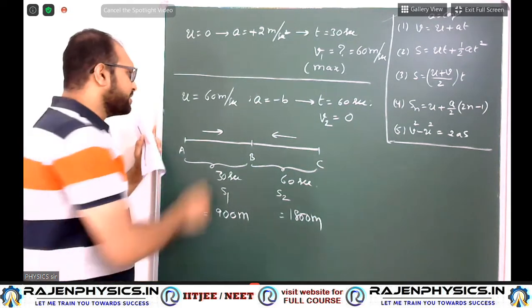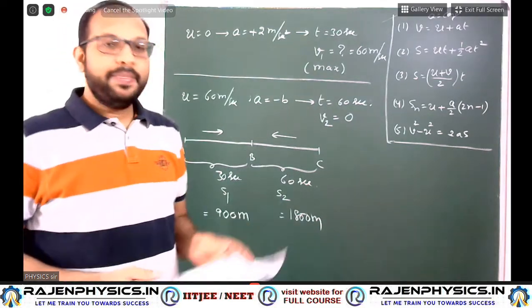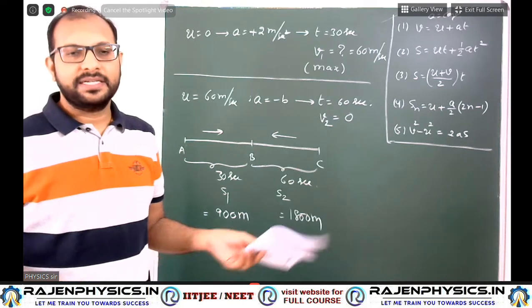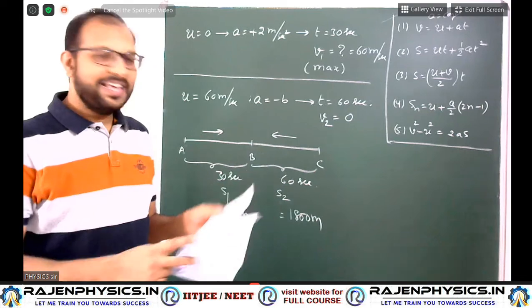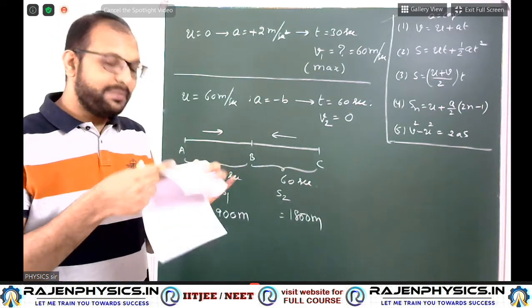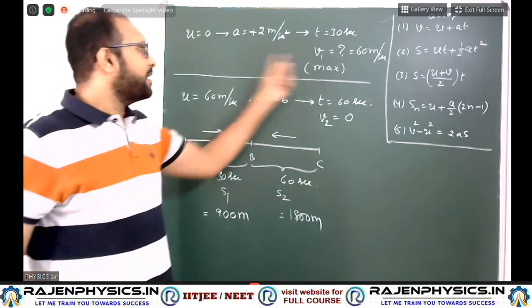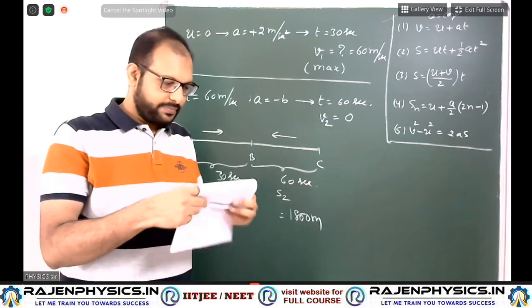So the first question answer is 2.7 kilometers, that is 2700 meters. I hope you all completed that. That is the first question. The second question is already over, because they asked the maximum speed, and the maximum speed is already completed: 60 meter per second.